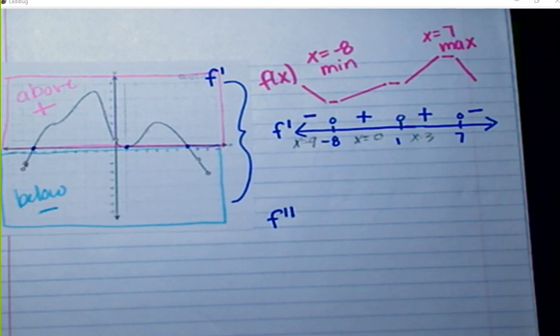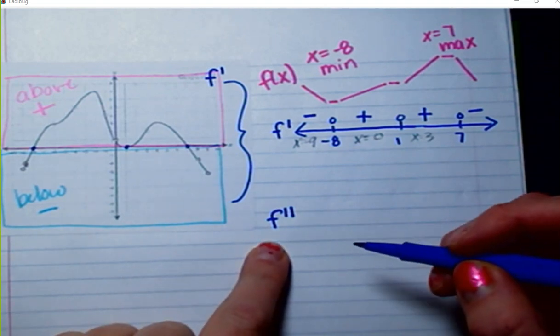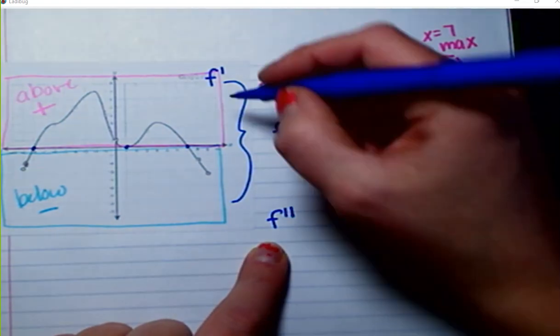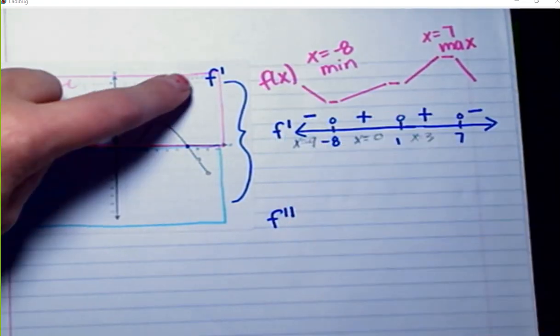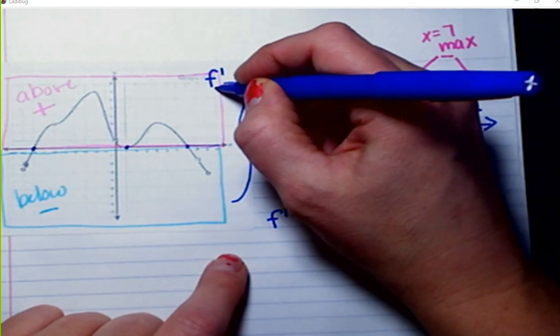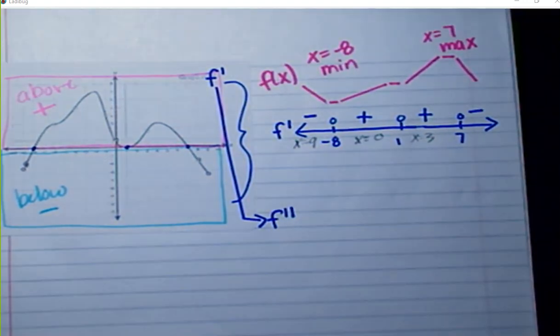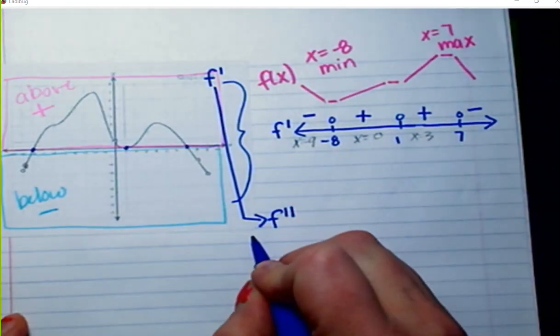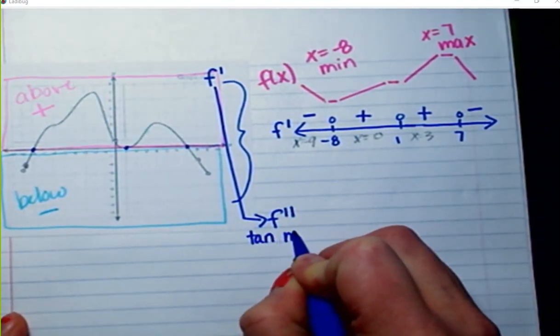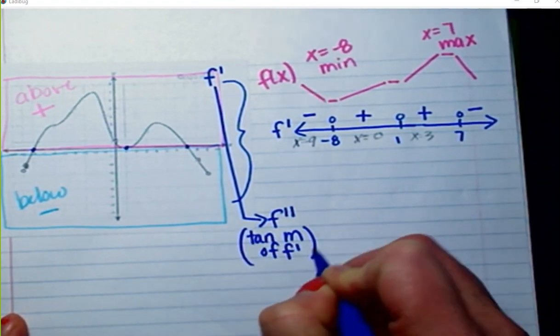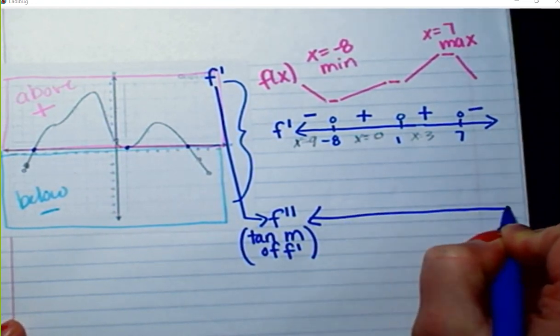How do you get from f prime to f double prime? You do the derivative, okay? But visually, that's the tangent slope. So if you want to get from f prime to f double prime, you have to look at the tangent slope. This is the tangent slope of f prime. That's what I'm going to look at.